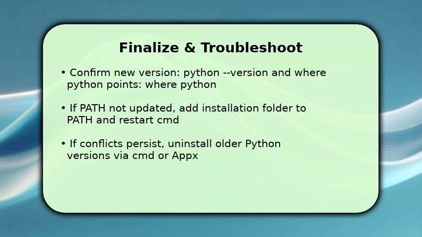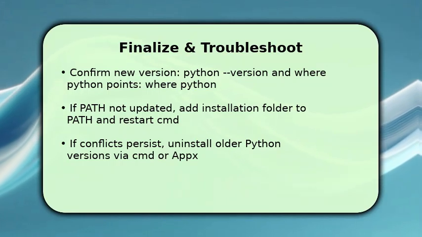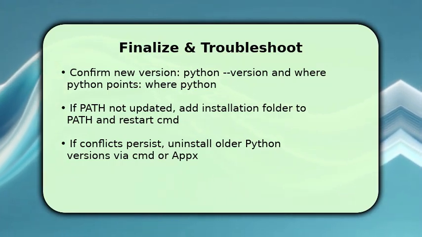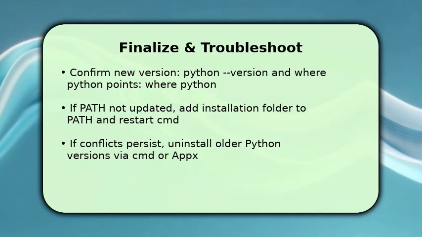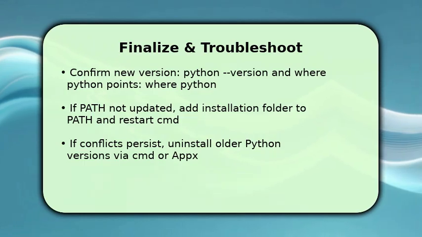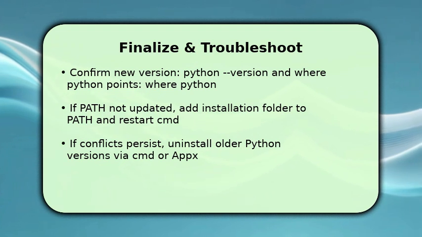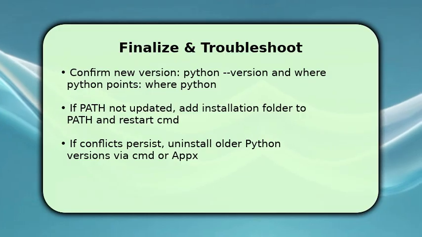If the new version isn't first, update the PATH to point to the new installation folder and restart Command Prompt. If there's a conflict from multiple installs, uninstall older versions using the installer's /uninstall switch or via Programs and Features. You can also remove lingering entries from PATH. Key troubleshooting tip: if commands still resolve to the old binary, restart your shell and check.